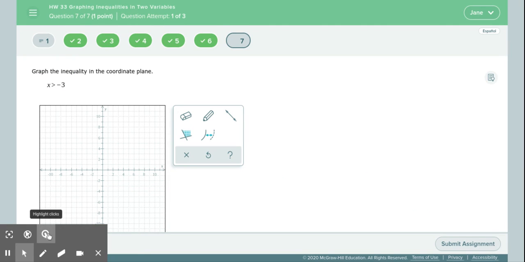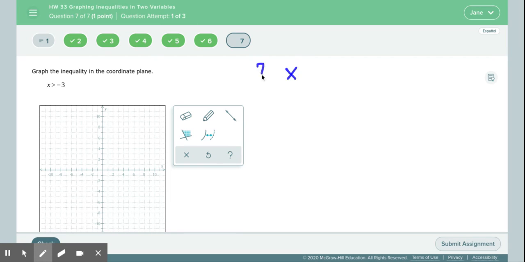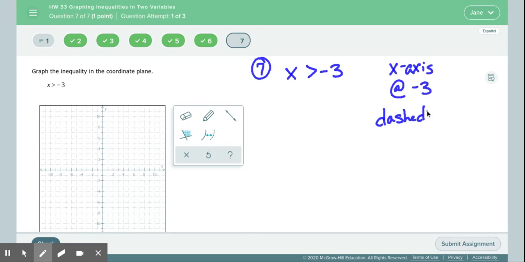My last question is very similar to question number 6, but instead of just working with the variable y, now I only have the variable x. So I have x is greater than -3, which only tells me that it goes through the x-axis. It's only guaranteed to go through the x-axis at -3. Also, I need to note that it's a greater than symbol only, which means that my line is not included in the solution, so it needs to be dashed.